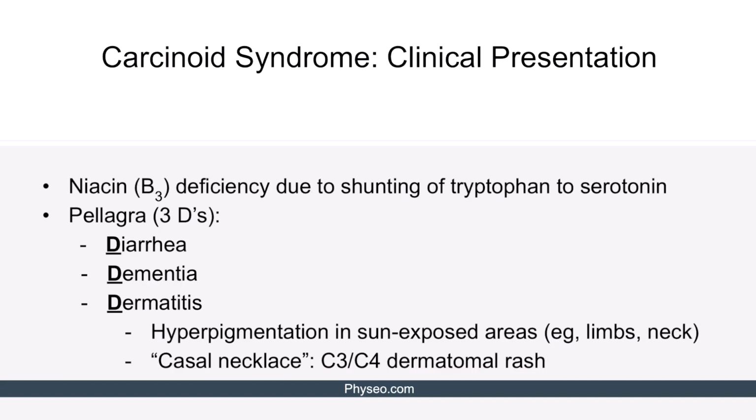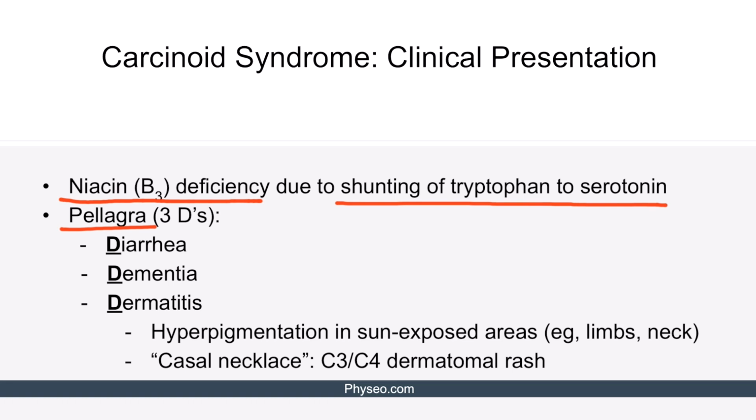Additionally, patients with carcinoid syndrome can develop niacin deficiency and pellagra. This is because tryptophan is the common precursor for serotonin and niacin. Carcinoid syndrome causes shunting of tryptophan to serotonin production. Therefore, there is insufficient tryptophan for niacin production.